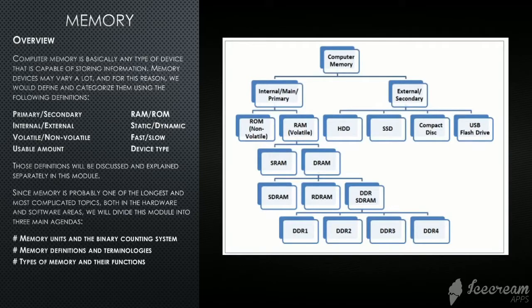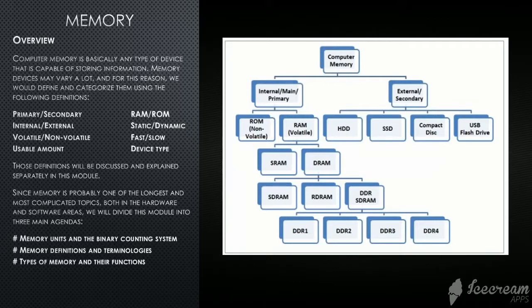So there is a lot to talk about in this chapter, and there are lots of agendas that need to be clarified. So first, let's talk about what is memory. Computer memory is basically any type of device that is capable of storing information. Memory devices may vary a lot, and for this reason, we would define and categorize them using the following definitions.